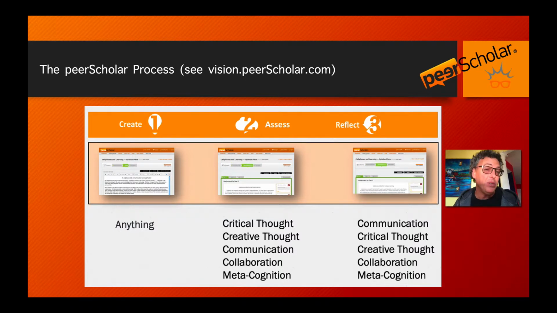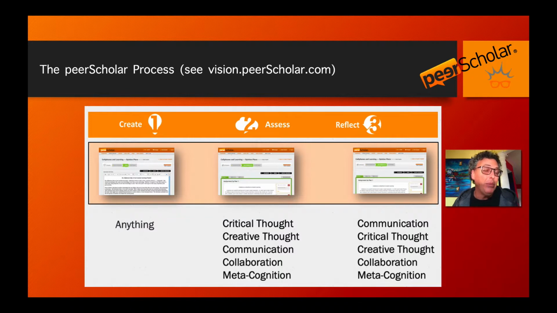This is what develops these skills, and in fact, we've got a lot of research showing that. If you go to the website vision.peerscholar.com, you can get access to a lot of that research that actually shows this process works. Okay, so that's step 1, a process to develop the skills. But of course, measurement is critical. For anything to really gain traction in an educational environment, we need some metric, some measure of, in this case, these skills and how they're developing. How can we get that?